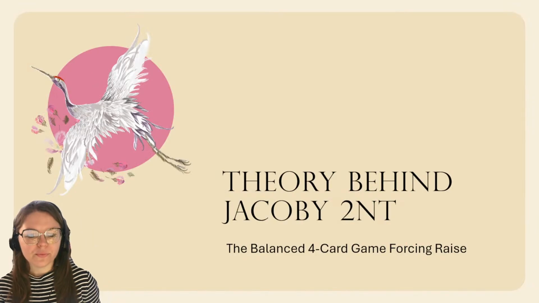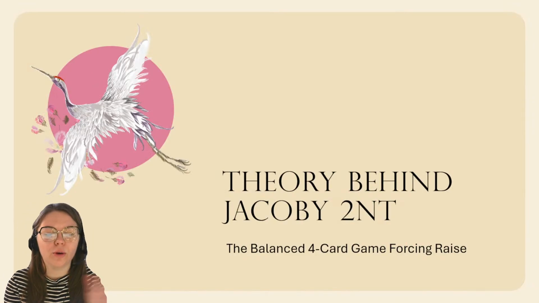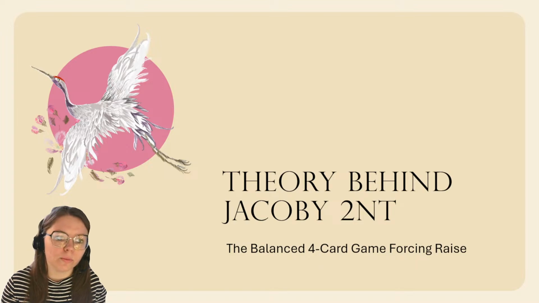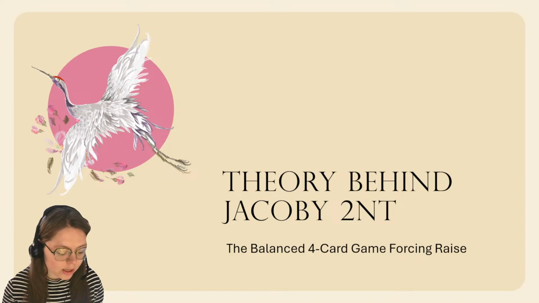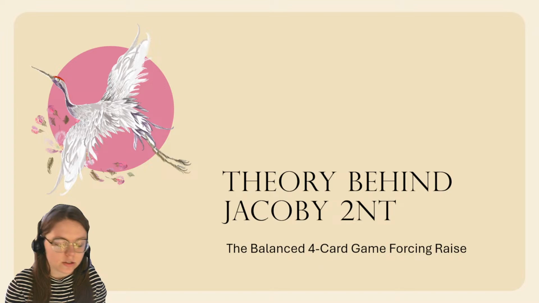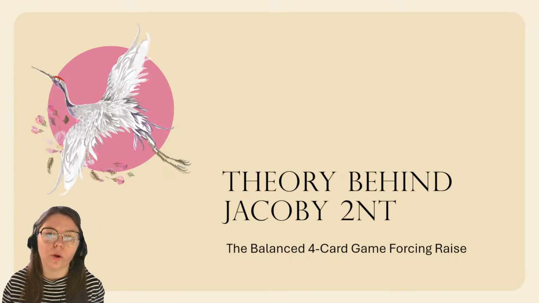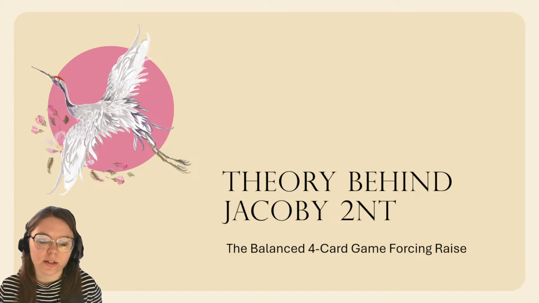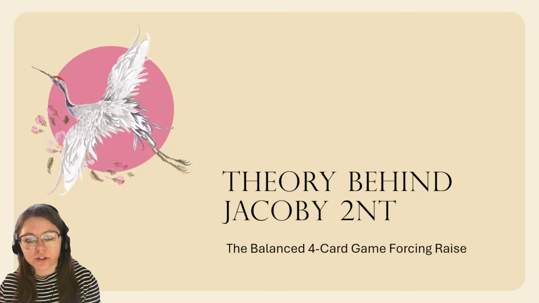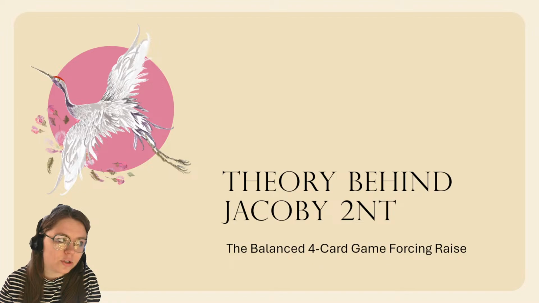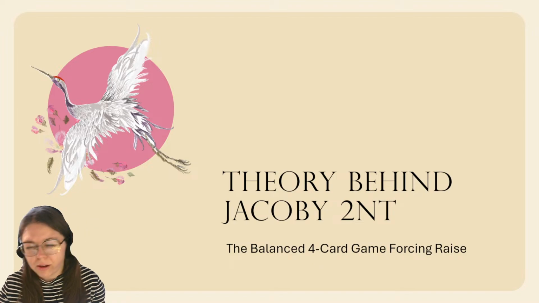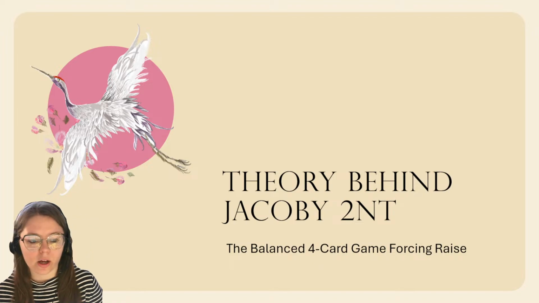So let's talk about the theory behind Jacoby 2 no trump. So the balanced 4-card game forcing raise. First and foremost, we want to think about what we are giving up when we try to add these conventions. So for this convention, we are giving up a natural 2 no trump response. Now our partner's opened a major, and so we're giving up the natural 2 no trump response. Kind of feels like a reasonable trade-off.